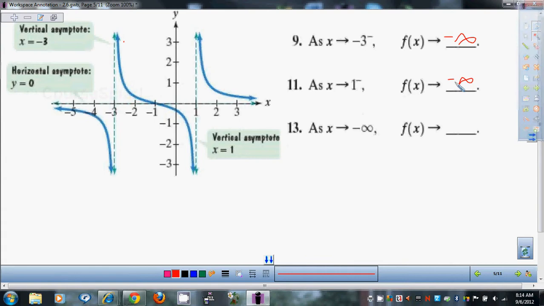Whenever it asks you for, as x goes to negative infinity, that basically means as x shoots off to the left, what is my graph tailing off at? And that'll pretty much always be the horizontal asymptote. So where does this thing look like it's getting closer and closer to? 0. Getting closer and closer to 0, which was our horizontal asymptote. Any questions on where any of those 3 answers came from?